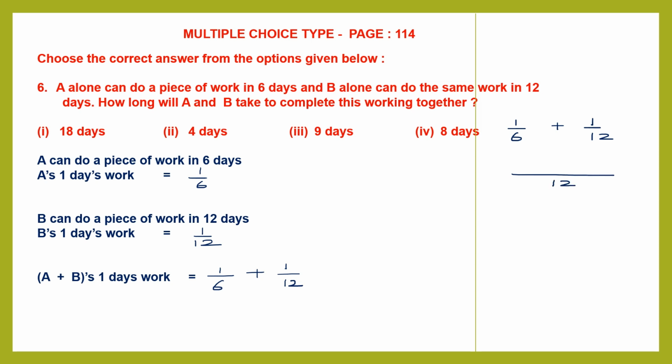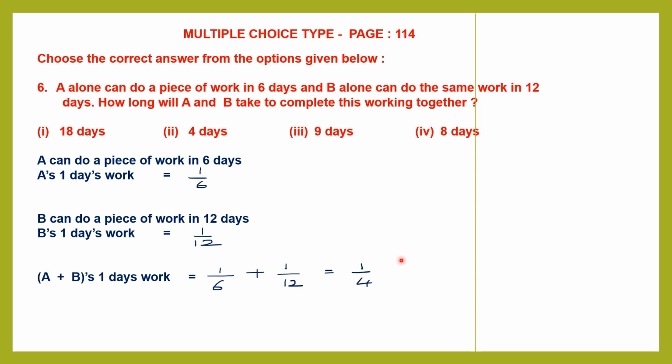So here we can say 6 into 2, 6 2s are 12. So 1 into 2, 1 2s are 2. Plus, since the other fraction's denominator is 12 itself, we can write 1 here. So this becomes 3 by 12. We can reduce it to the lowest term, divide both by 3. So 3 1s are 3 and 3 4s are 12. So this is 1 by 4. So A's and B's 1 day's work is 1 by 4.